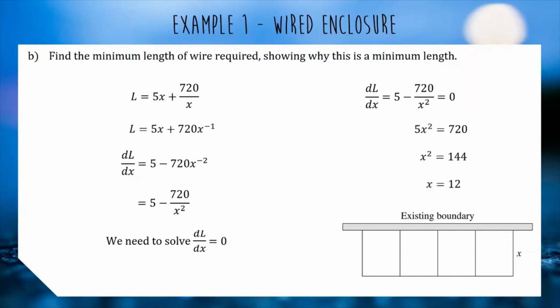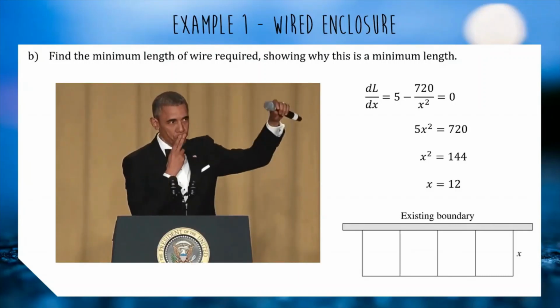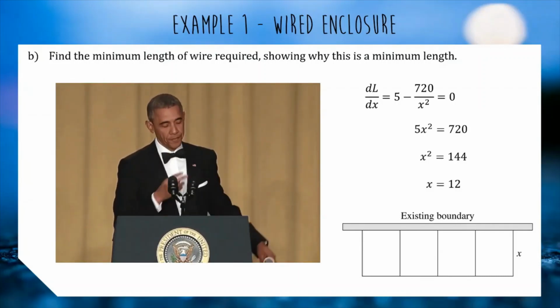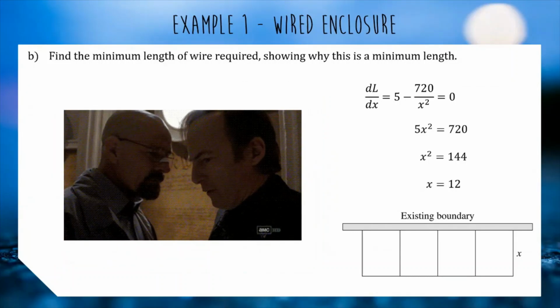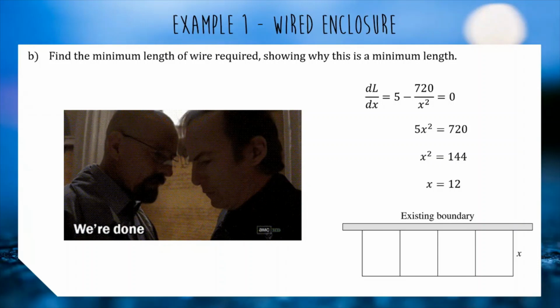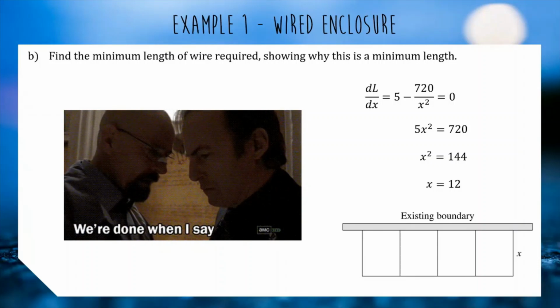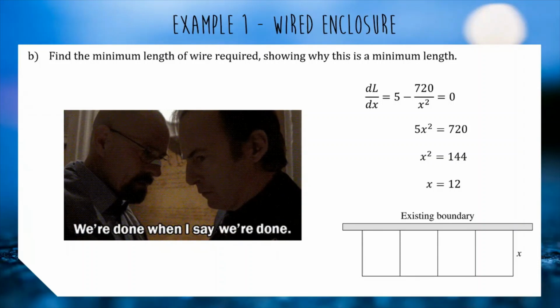Normally in this case we would expect a positive and negative answer, but as I mentioned, we don't really care about the negative one because this is a length, it has to be positive. So you may feel like you have completed the question there because you've done a lot of work and you got an answer. Unfortunately, in a 3-mark question, that's really only at max 2 marks, because the question asks you to show why x equals 12 gives a minimum length.